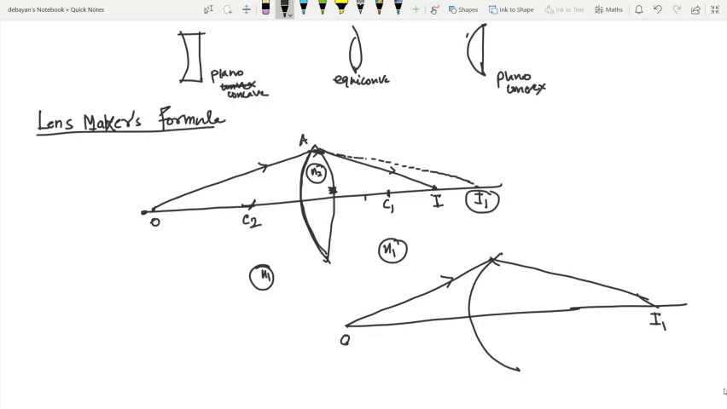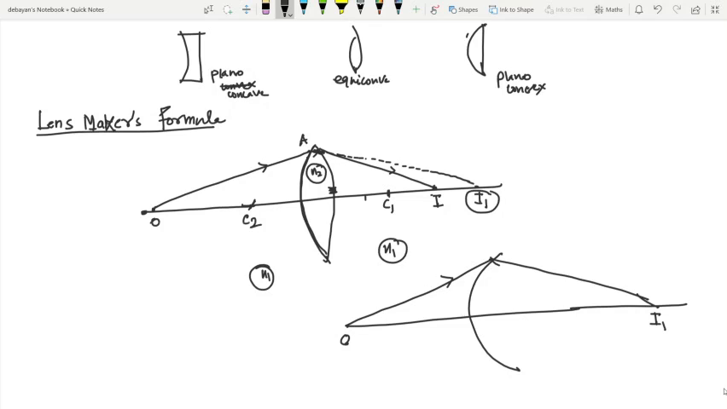And of course if we draw the corresponding center of curvature C1, and from the pole the radius of curvature R, this is say P1 and this is A, and the ray will be like this. The object distance from the pole is nothing but u, and the image distance is v1.